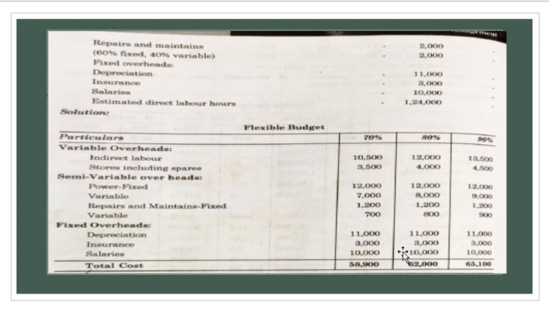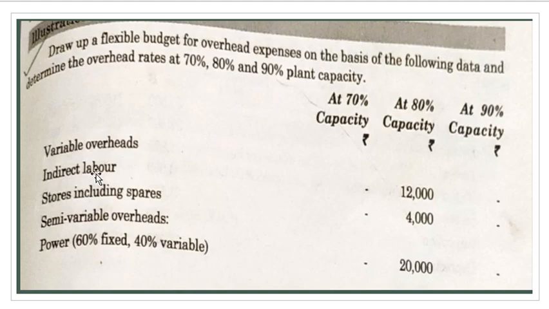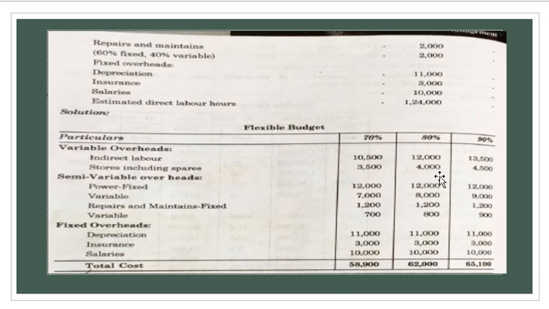So the flexible budget particulars: 70, 80, 90%. First is variable overheads. Under variable overheads you have indirect labor and stores, including space. So indirect labor is how much? 12,000 and 4,000 for 80%.